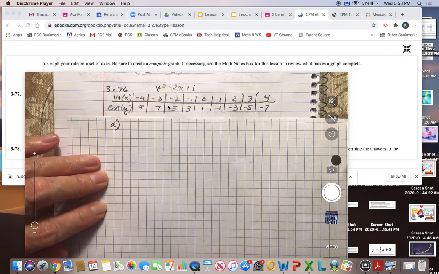axes. Let's look at the x values first. We've got -4 to 0, and then we go up to +4. So we're going to have to leave room on either side of 0 on the x-axis. And next we'll look at the y values. So it looks like we've got positive y values that go up to 9, and then we have negative y values that go down to 7.